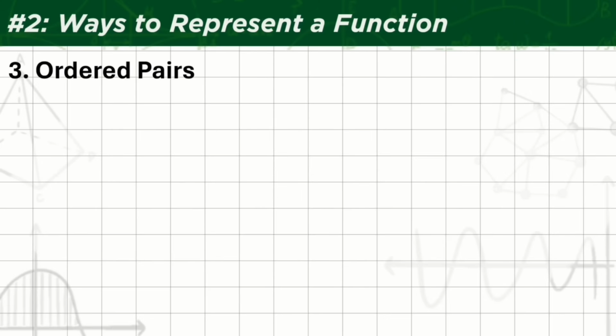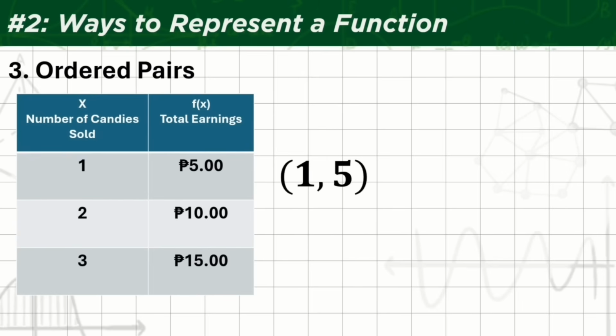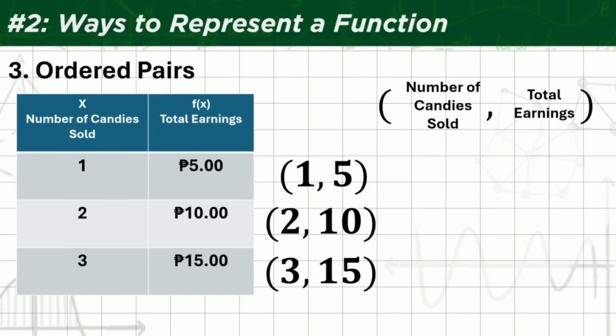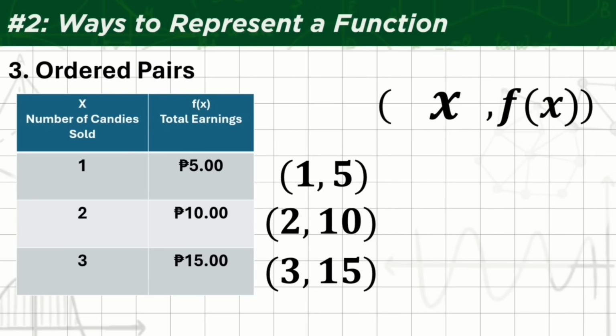From the table, we can rewrite the values as points or ordered pairs. 1 and 5, 2 and 10, 3 and 15. Each pair shows the number of candies and the total earnings, where in math, the number of candies sold represents the x values or the input, and the total earnings represents the y values, or the f of x, or what we know as the output.